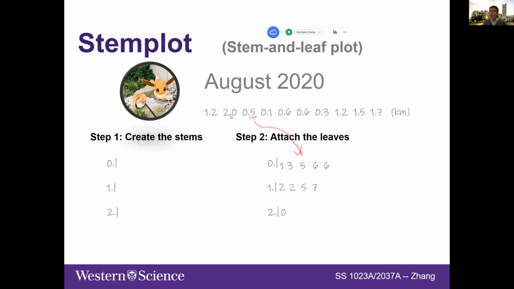For the leaves, we just attach them according to which stem each one belongs to. For this one, 1.2, the stem is 1. So this belongs to the group of 1, right? That's why we put this 2 over here. And 2.0 belongs to the stem of 2, so that's why we put the 0 over here.